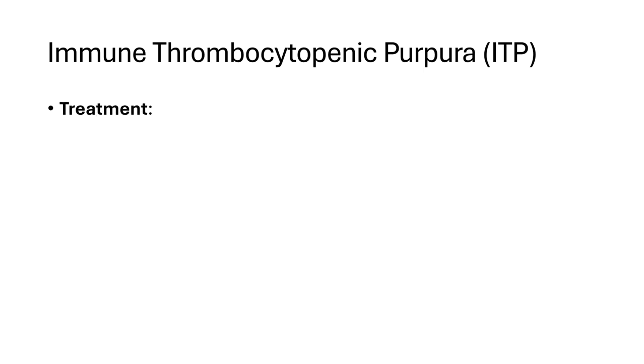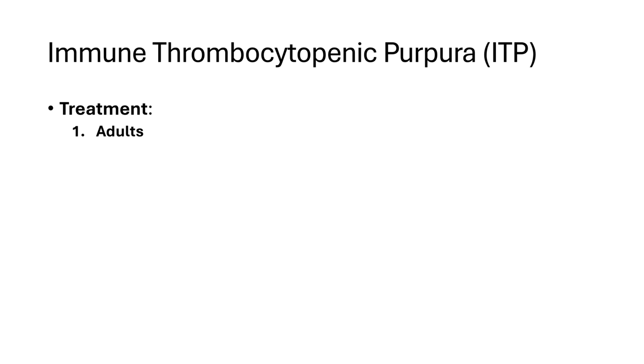So how exactly do we treat these individuals? Well, treatment is based off of if someone is an adult or if someone is a child. So let's first talk about adults. For adults, treatment is going to be based off of symptoms. Are they bleeding? And of course, platelet value. Remember, what we said was in severe cases, bleeding can occur. Severe low platelets can cause bleeding.